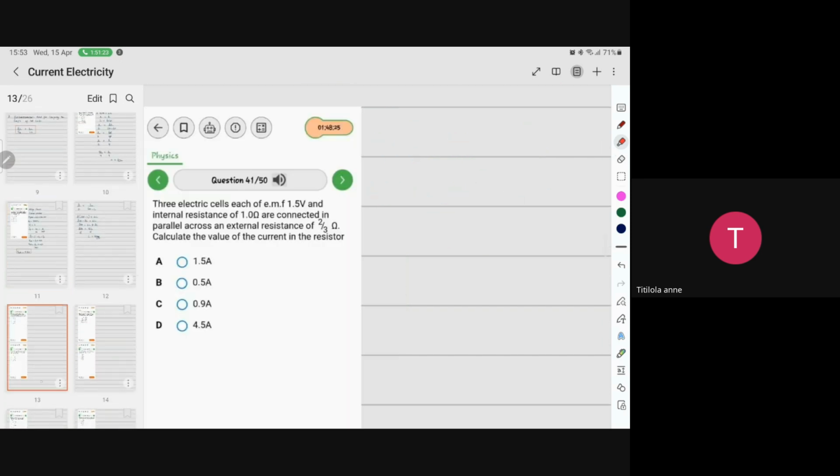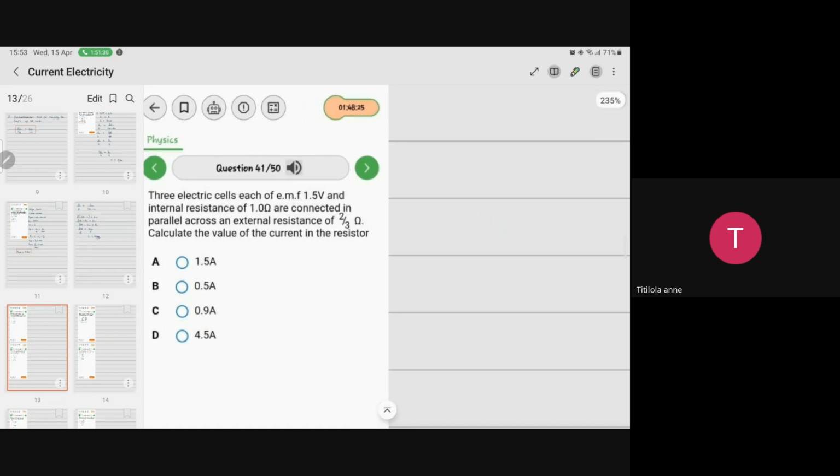All right, so the next one says that 3 cells, each of EMF 1.5 and internal resistance 1.0, are connected in parallel across an external resistance of 2/3. Calculate the value of the current in the resistor. You've seen that they have their internal resistance, right? About 3 of them, and they are connected in parallel, right? And then they are asking us to find the value of the current.